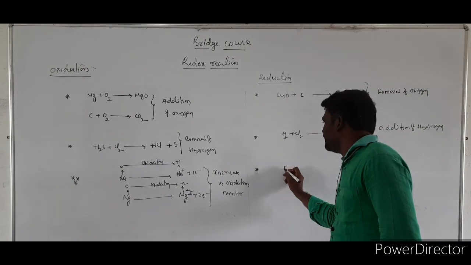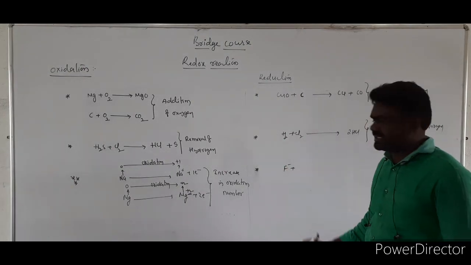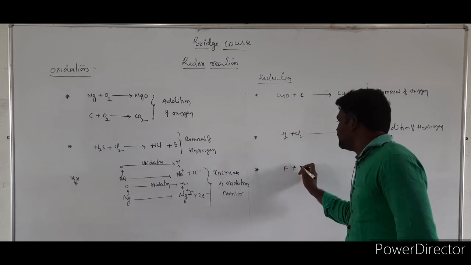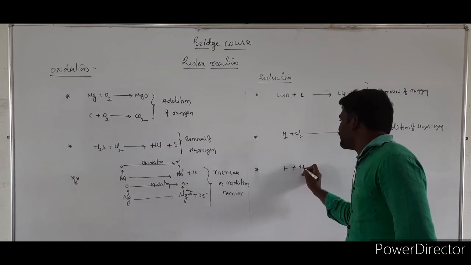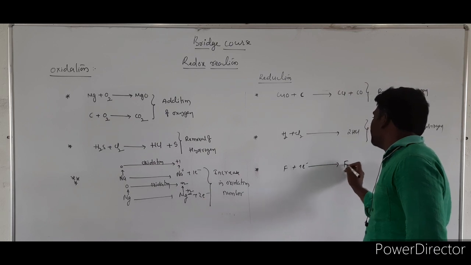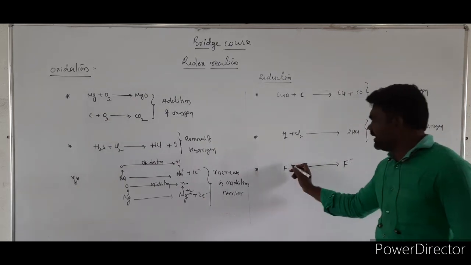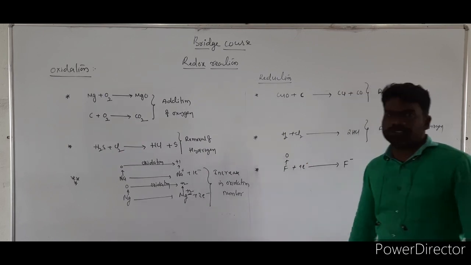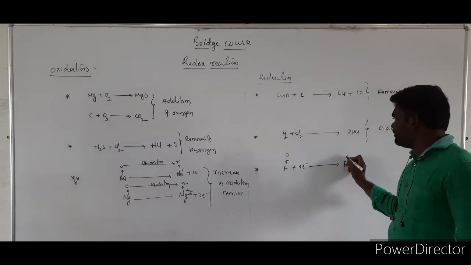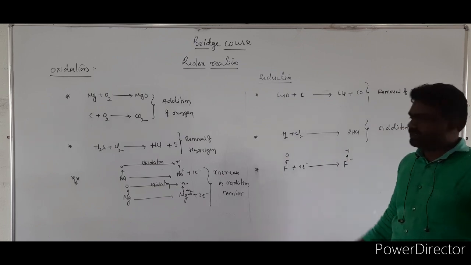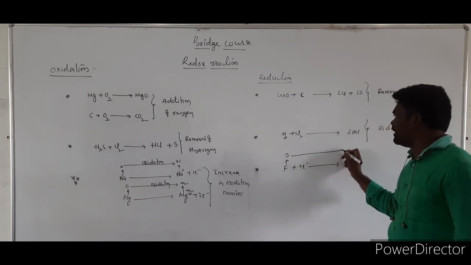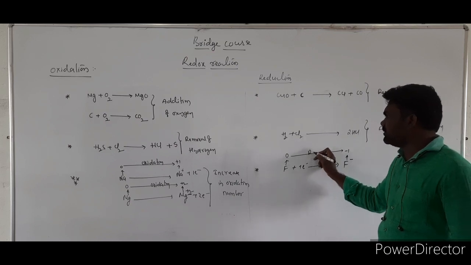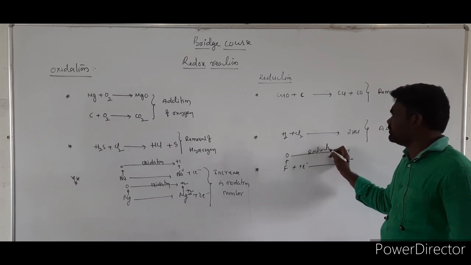Let us take an example. F plus 1 electron gives rise to F minus. Here the oxidation number of the element is 0, as I already told you. Here the oxidation number of fluorine is minus 1. So from 0 to minus 1, the number is decreased. Decrease in oxidation number is called reduction.